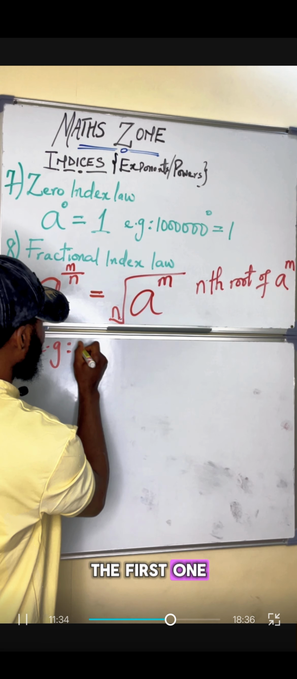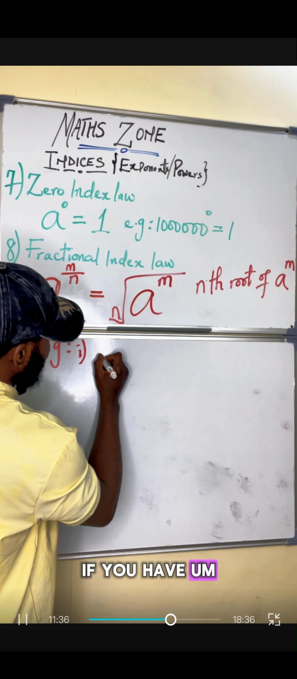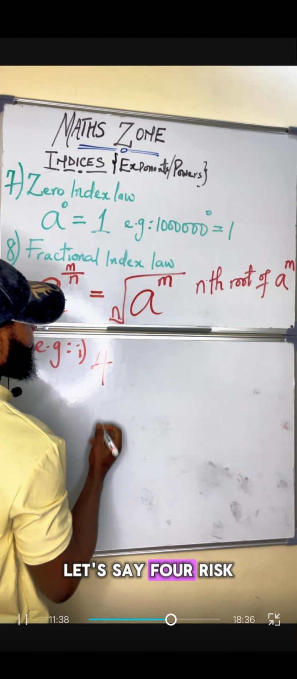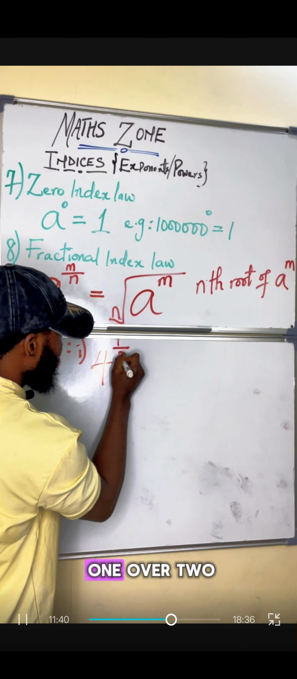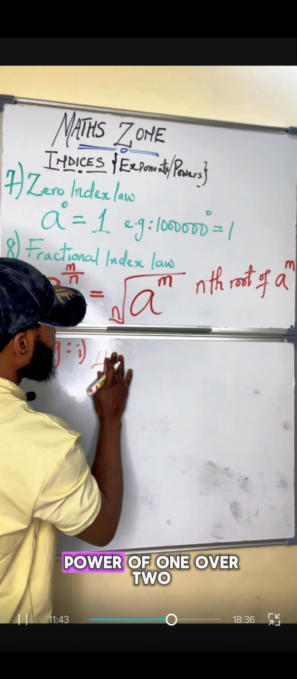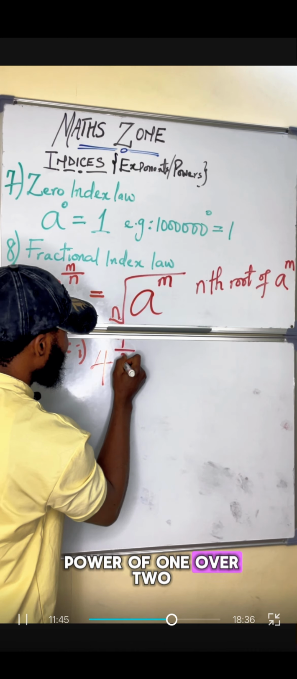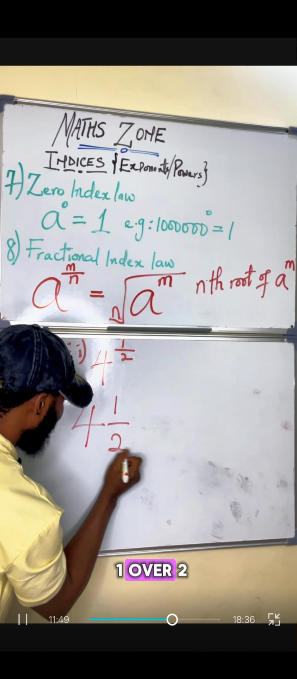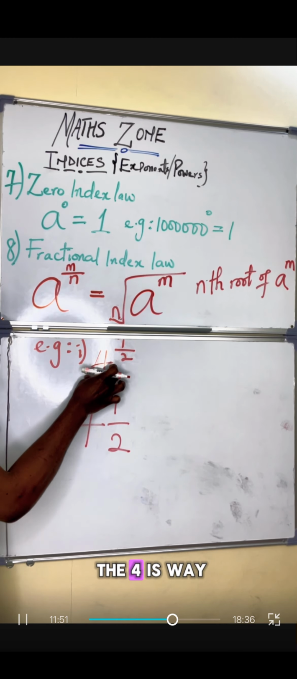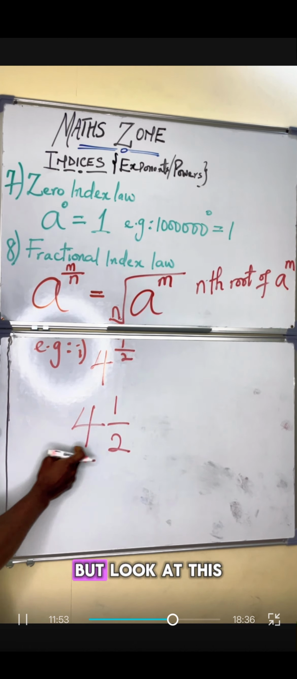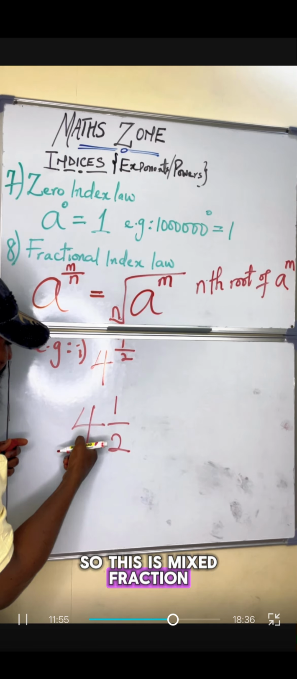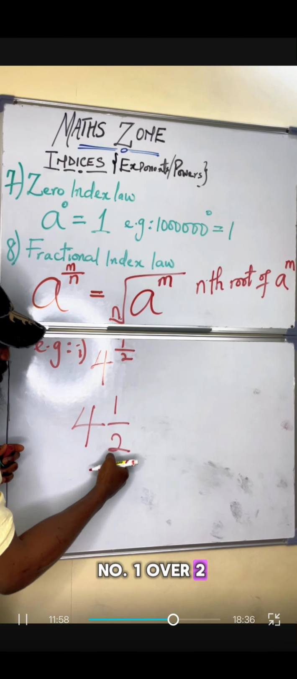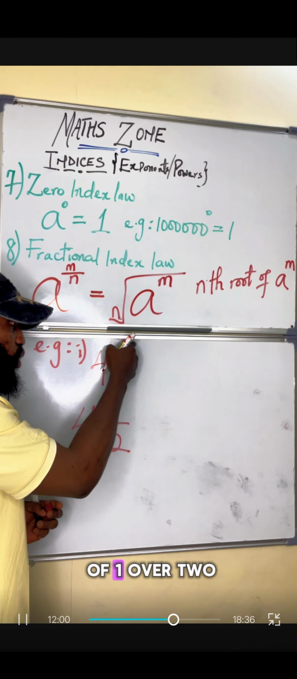The first one, if you have, let's say, 4 raised to the power of 1 over 2. Do not mistake this for 4 whole number 1 over 2. Look at the difference. The 4 is way bigger than the 1 and 2. But look at this. So this is a mixed fraction. This is 4 whole number 1 over 2, while this is 4 raised to the power of 1 over 2.